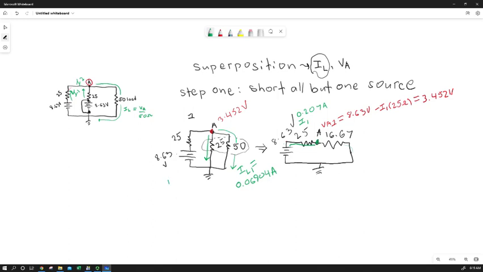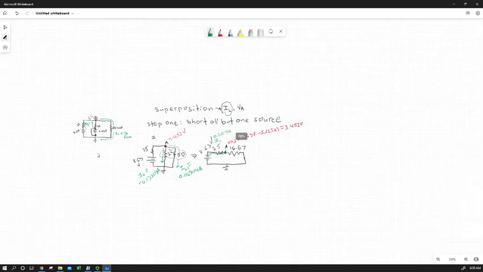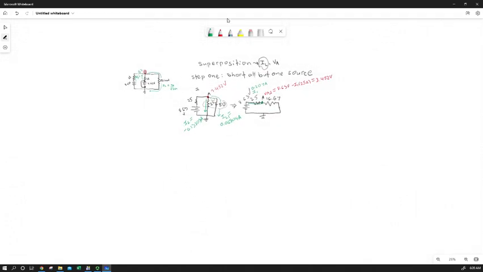So I can say that I have an I2 of negative, and again, I'm going to use Ohm's law again. Now that I know the voltage at node A is 3.452, divided by 25. It's going to be negative 0.13808 amps. Okay. So now I know pretty much everything that is going on in this circuit due to the effect of the source on the left only.